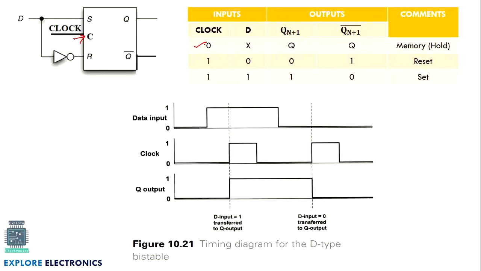When clock is 0, what happens? And when clock is 1, what happens? That is the case we need to understand first. Clock signal means there is a continuous train of pulses we are going to give. When this bistable is operating on a positive clock or positive level of clock, the output is going to change only when clock is 1. When clock is 0, even if the inputs are changed between 0 and 1, the output will not change.